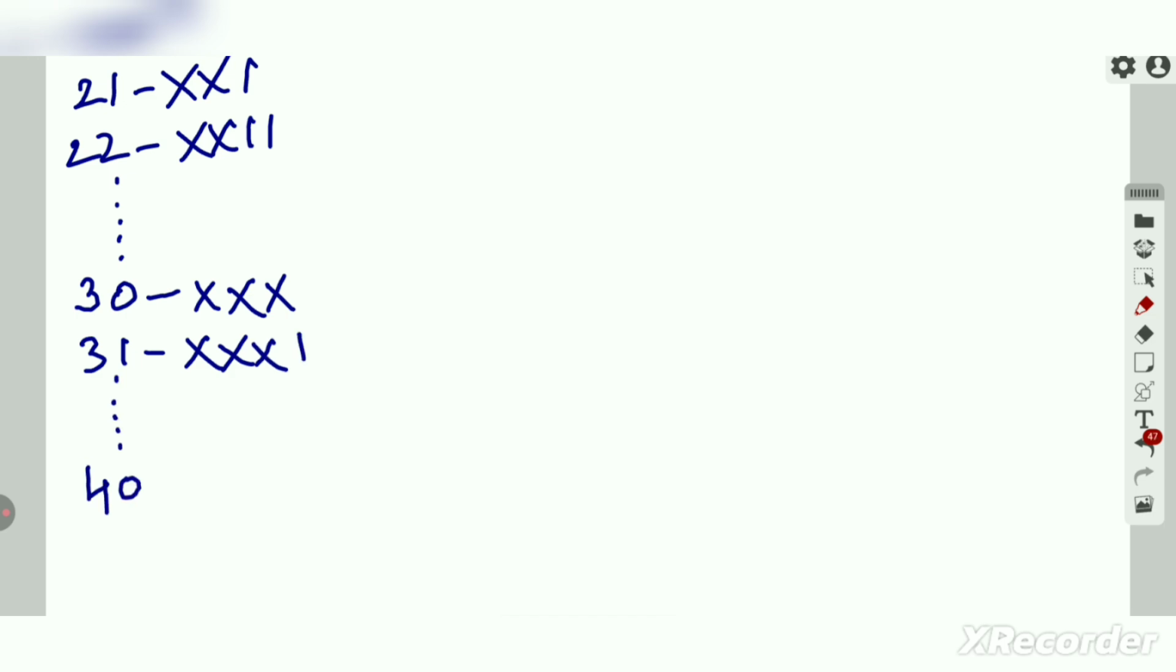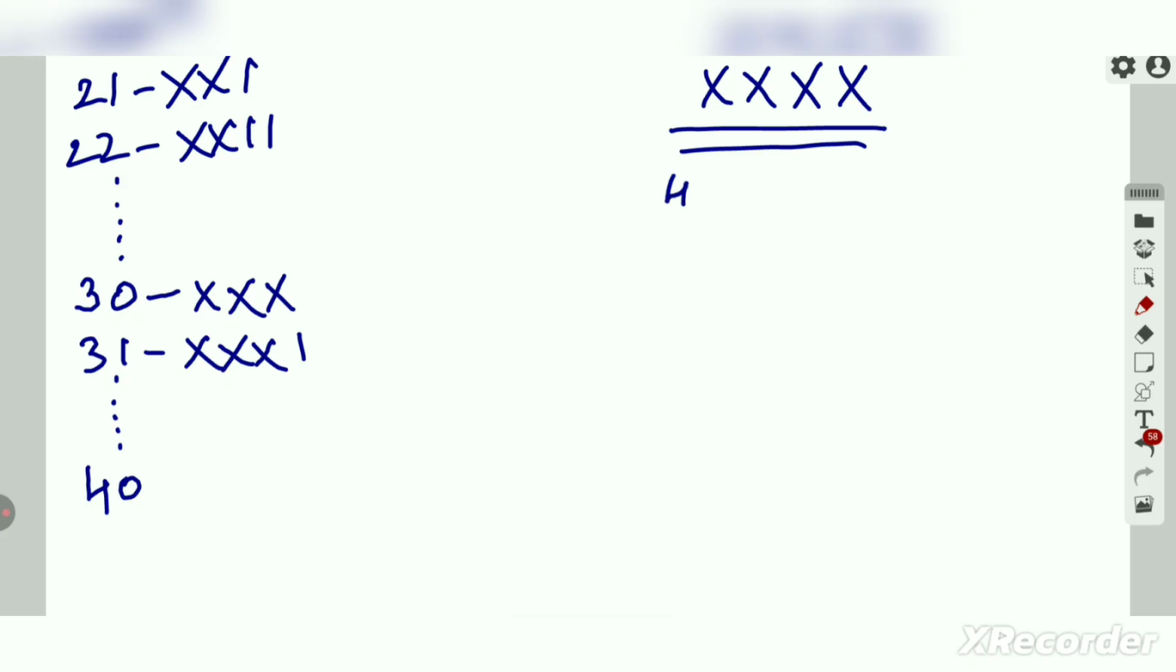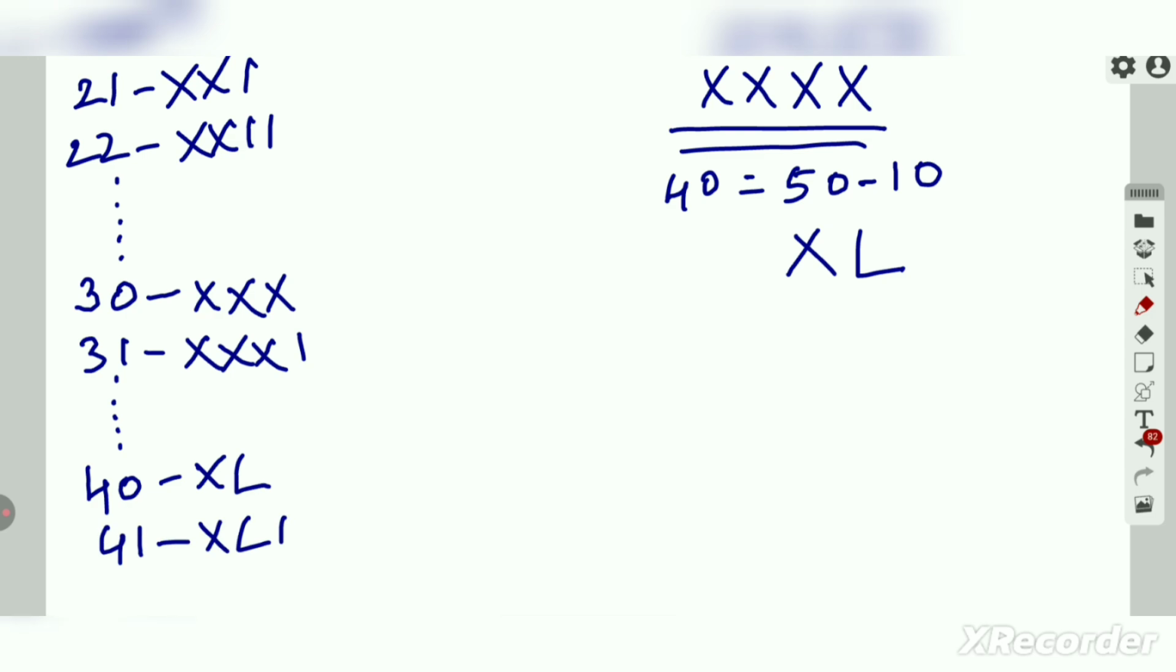Now what is 40? 40 is 10 plus 10 plus 10 plus 10. So can I write it as XXXX? No, because it cannot be repeated more than 3 times. So how do you form 40? 40 again by subtraction, it is 50 minus 10. 50 is L, 10 is X. You are subtracting, so you place X before it. So 40 is XL. So once you got 40, you can find out 41. Similarly, XLI, XLII, XLIII, it goes on like that. What is 50?